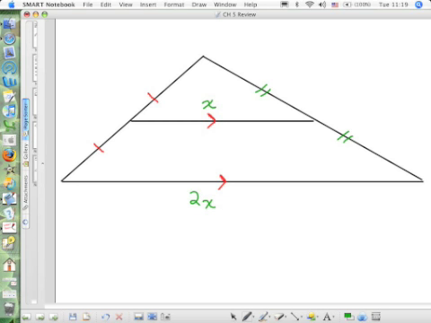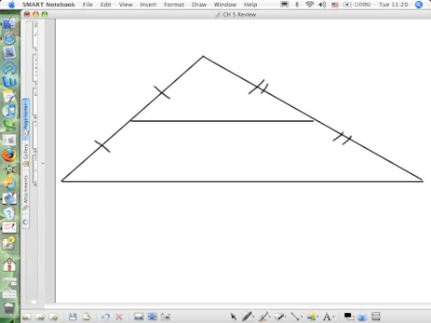So I could have been given the red information to start off with, and I could jump to those two conclusions. We also know that this line is parallel to this third side, and it's half of the third side. So all of that information goes together. Now suppose I was given something different, but it's still all of this that goes together. Suppose this is what I started out with.